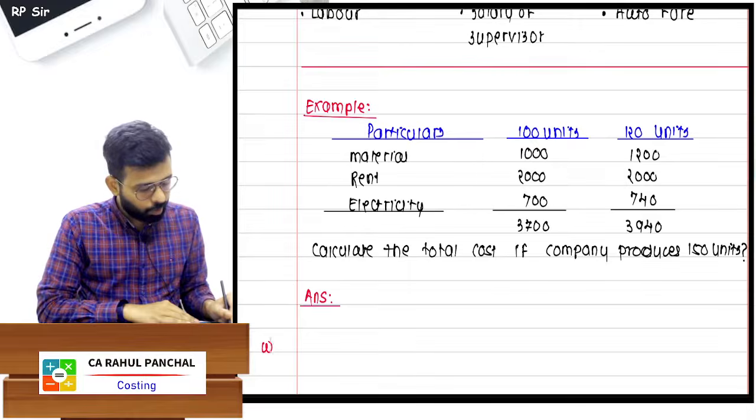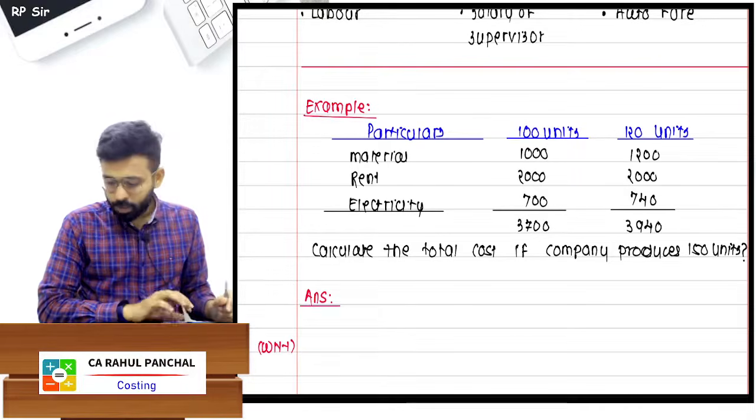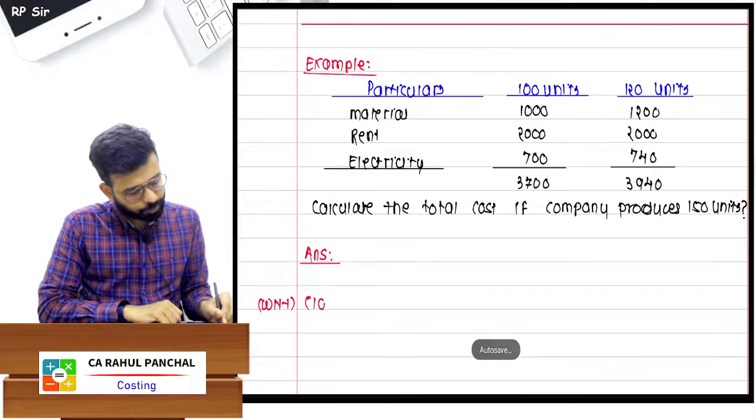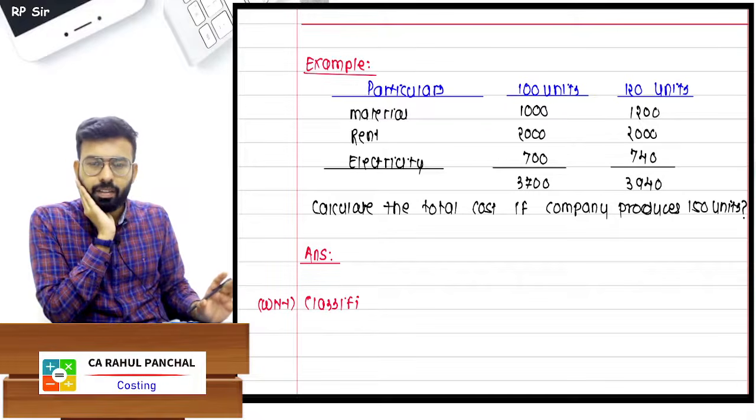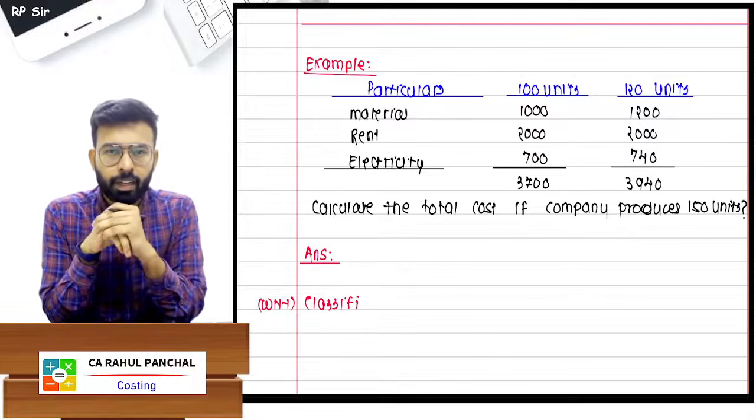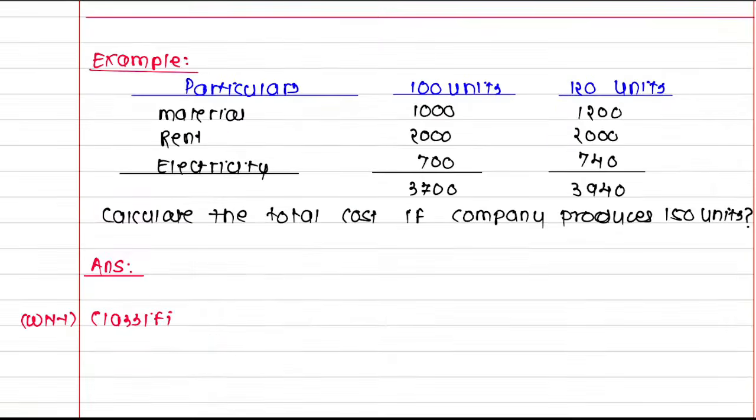So first you will make working note number 1, that is classification of cost. Have you written the question, or shall I wait? If you are writing, I will wait for 10 to 15 seconds. Please write it down. Done. Okay.